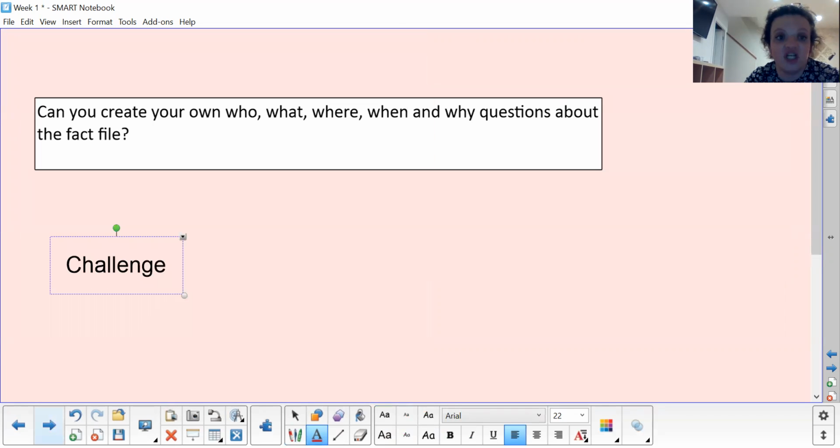Right, your final challenge today is, can you create your own who, what, where, when, and why questions about the fact file? So you're going to write a question. So where do doctors work might be your question, and then you're going to answer it. Or you might write, when do doctors work, or why do doctors work? And then you can also do some research and find out your answers to any other questions that you want to work out about doctors. And as always, send them to us at year2@thepalmeracademy.com and we'll give you some next steps.